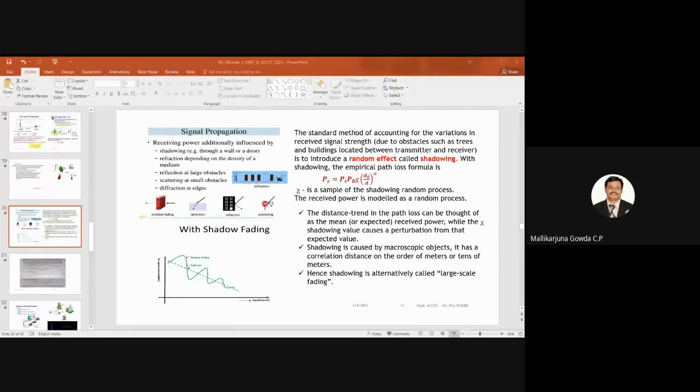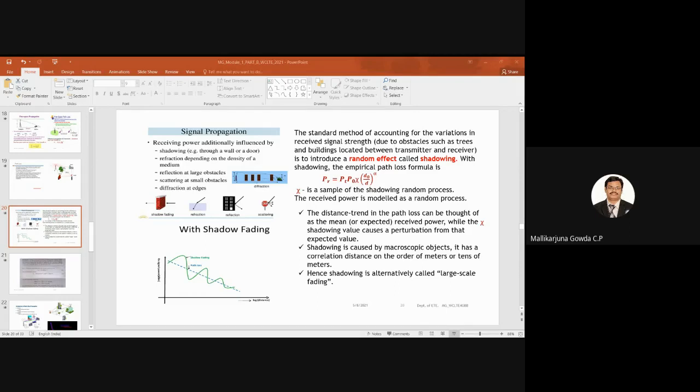Path loss happens due to distance, right? So I can think that is a mean of the received power. Over that mean there will be fluctuations or perturbations. That I call shadowing, due to shadow fading. Hope this point is clear. I can think the path loss due to distance will be the mean of the received power. If I take this as the mean of the received power, then the shadowing will be the variations from that expected value. That we call the shadowing effect.